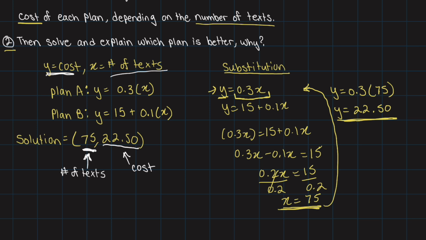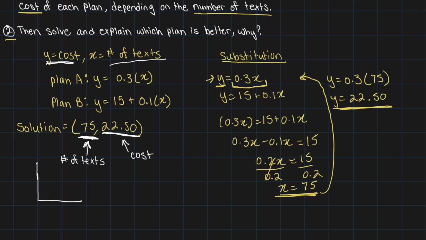And now you have to actually think about it. What does the solution mean? When you're graphing it, it's the point where they intersect, right? It's the point where they are the same. They are equal to each other, which means when you send 75 texts, for both plans, the cost will be $22.50. Think about it graphically. They intersect at 75, when x is 75. This is where they both intersect at this point exactly.